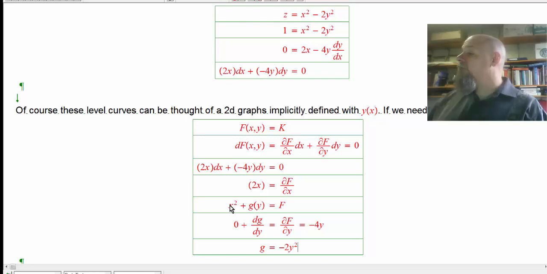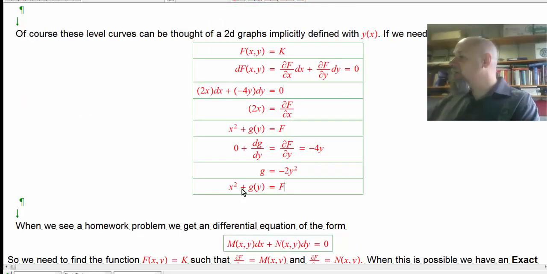So, back up to this stage. I was done at this stage. I knew what f was, except I didn't know what the g was. Now I know what the g is. So, I can take that, and instead of writing g, I can write the thing that I know g is, and this is supposed to equal a constant.